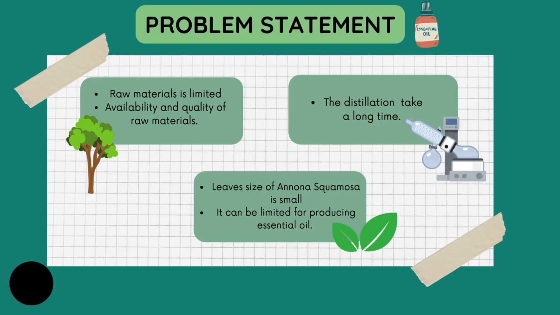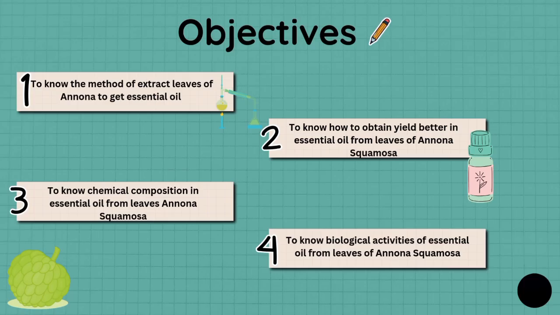The problem is the availability and quality of raw material. The availability of Annona squamosa in Malaysia is low compared to other countries. Another problem is the leaf of Annona squamosa for essential oil production. The small leaf of Annona squamosa is limited, so it will not be effective for producing essential oil. Lastly, the extraction takes a long time, so it leads to degradation of active compounds.